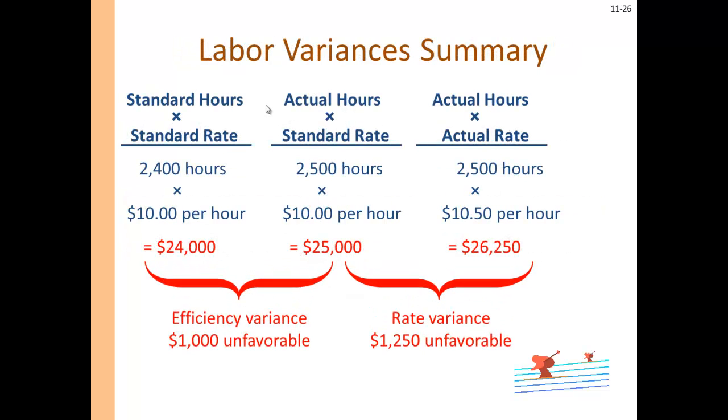Now we're going to calculate a rate variance and an efficiency variance. So standard was 2,400 hours at $10. Actual was 2,500 hours at the standard price of $10. So we had a $1,000 unfavorable efficiency variance. Now let's go to the rate variance. We had 2,500 hours actual and we had a rate of $10.50. So we had a rate variance of $1,250, for a total unfavorable variance of $2,250.